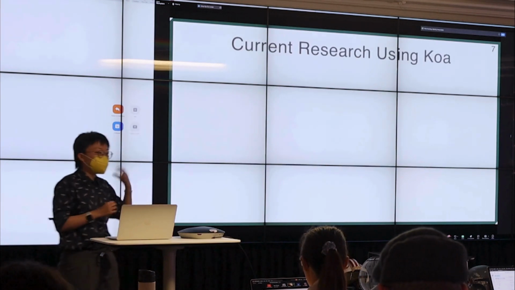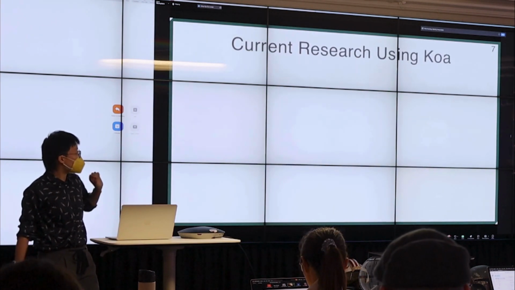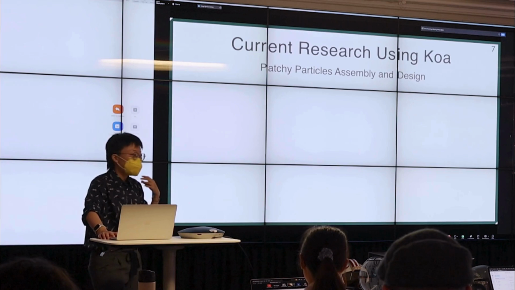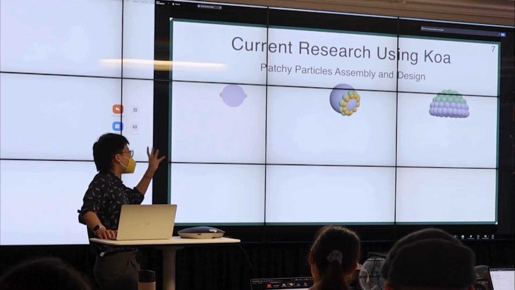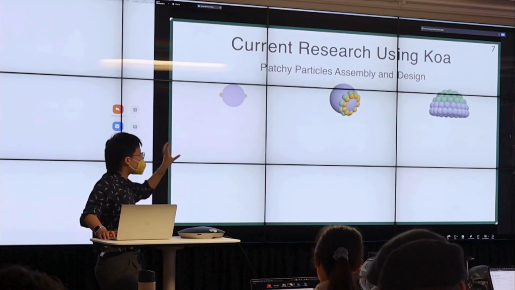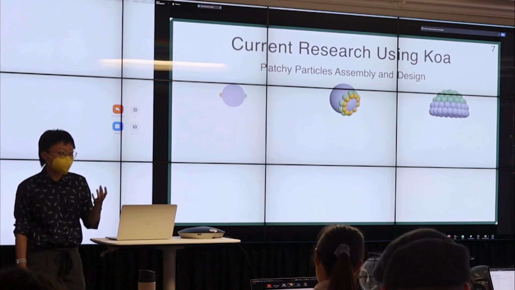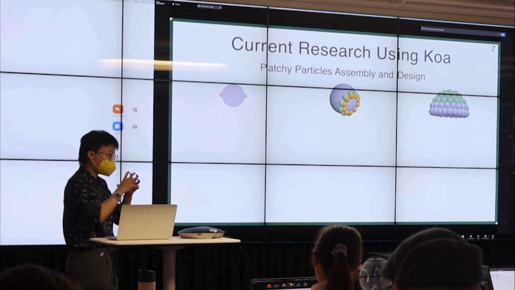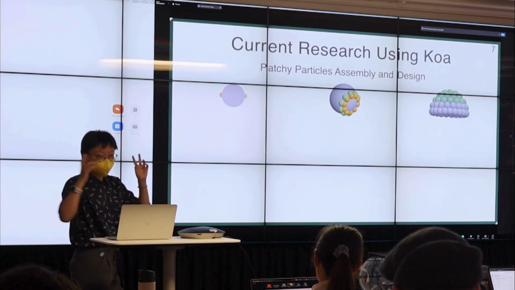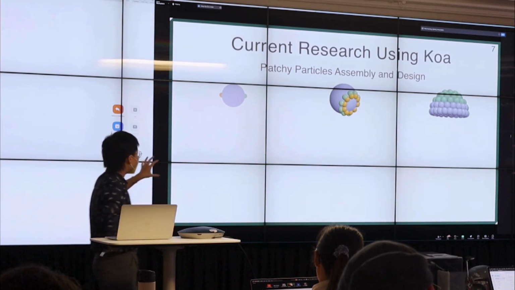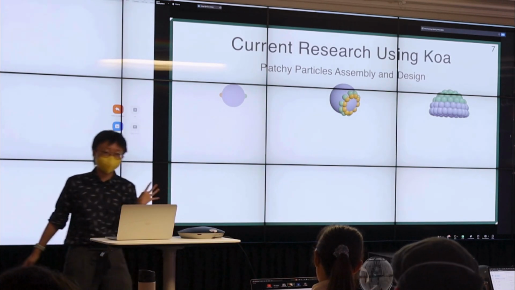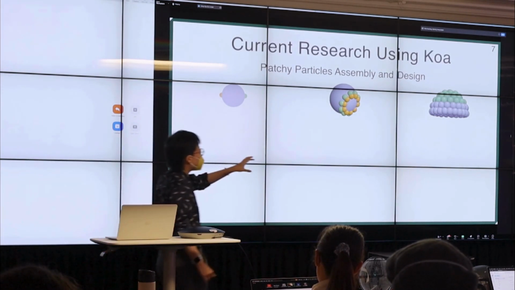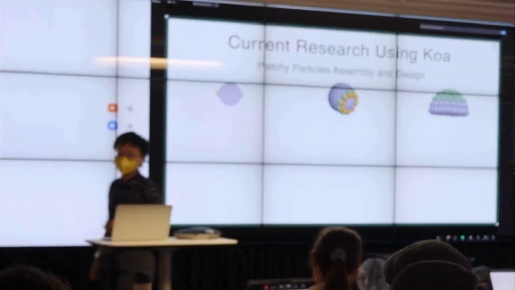Yeah, so the current research I'm going to talk about using Koa is patchy particle assembly and design. Patchy particles are particles, and there's a bunch of them here. It's a model system where sometimes you have a box, sphere or some other shape to serve as the body of your particle. And then you can have these little tiny patches on top of it to indicate some kind of interaction site. Or you can have this hemisphere here that is just built on top of a bunch of small particles.